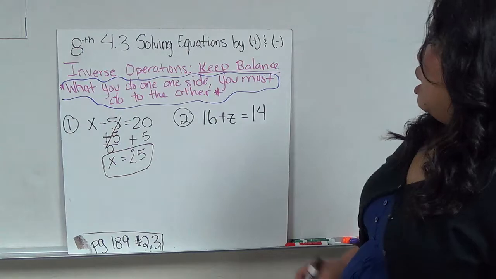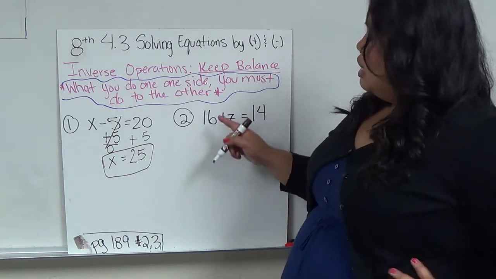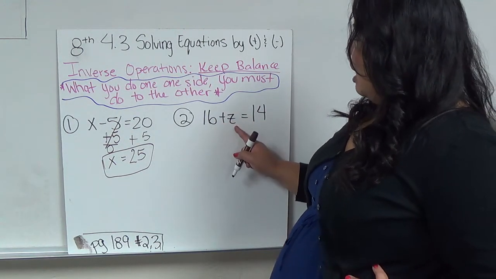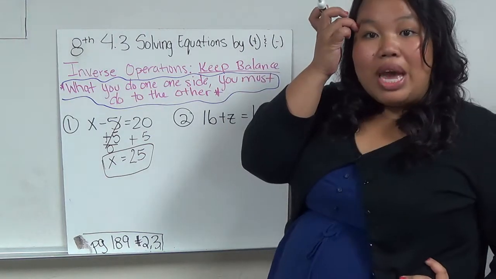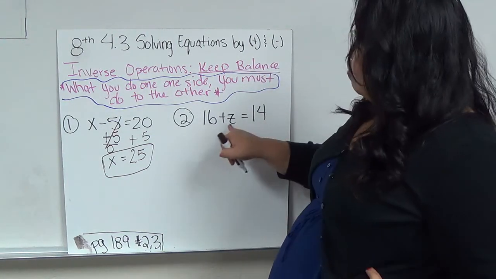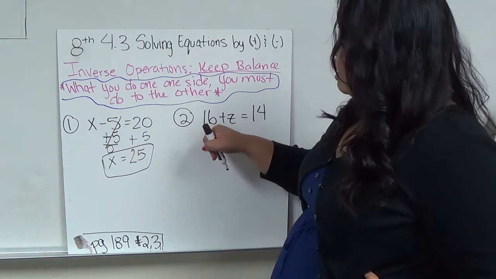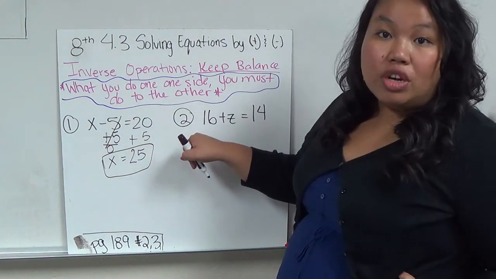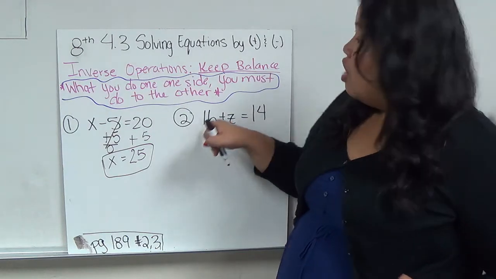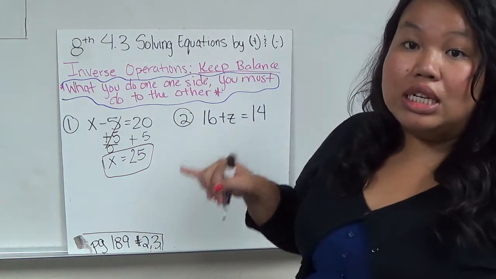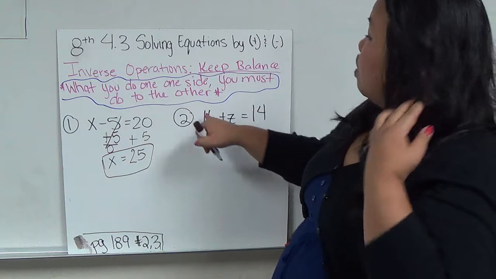Right? In this case, 16 plus z. So 16 is related by addition or subtraction. Now this plus sign is directly related to z. Okay, it's not related to 16. I have to focus on what's in front of 16. Right now, since nothing's in front of 16, I'm assuming that 16 is positive, because if it was negative, there would be a negative sign.